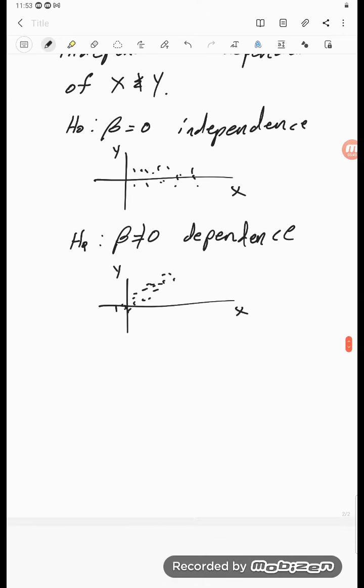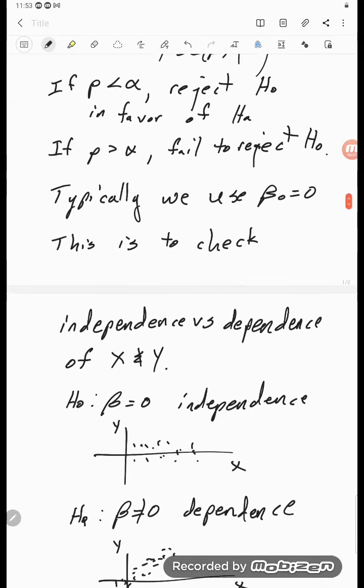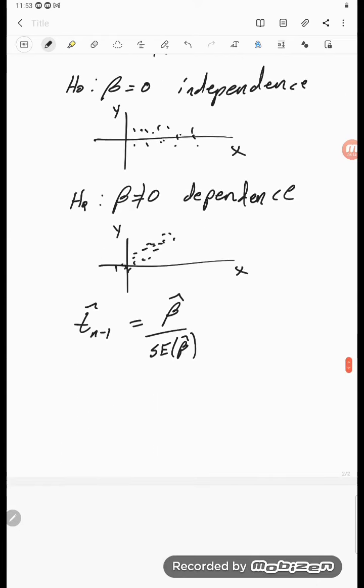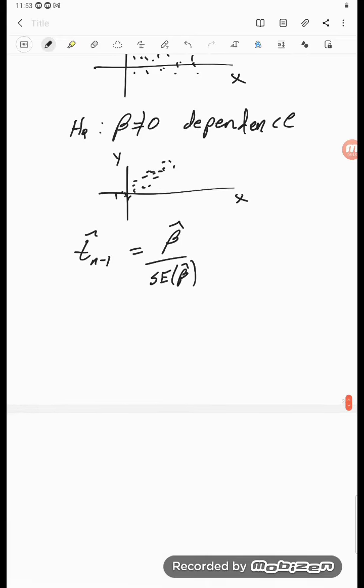So in that case, what we're looking at is our t with n minus 1 degrees of freedom is equal to simply the beta hat over the standard error of beta hat. Because, right, beta 0 here is 0. And so we just get that for our t statistic that we would look up. Okay, so that's a t distribution.